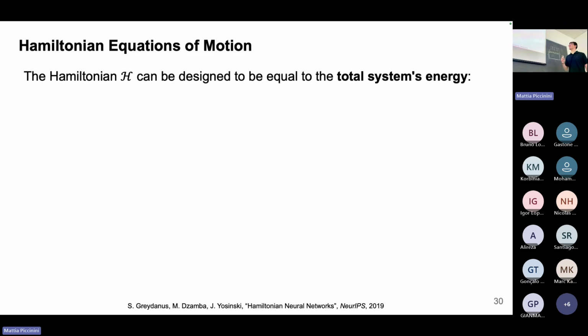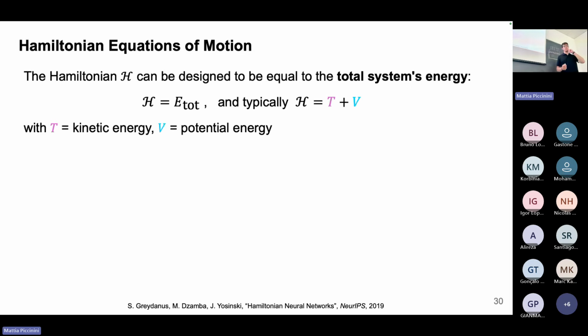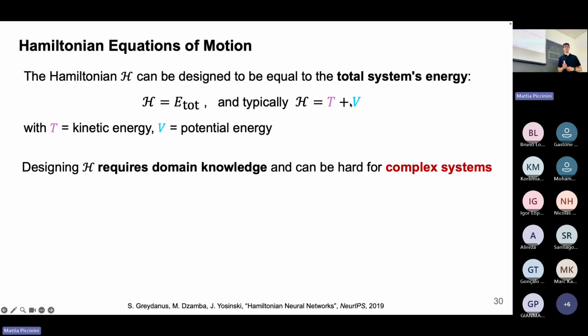Indeed, in many cases the Hamiltonian is designed to be equal to the total energy of the system, meaning the sum of the kinetic and potential energy. In the case of the Lagrangian, we had a minus sign here. In the case of the Hamiltonian, we have a plus sign. It's a design choice. In some cases, we can design it like that. And expressing the momenta is particularly tricky for some classes of systems. This requires domain knowledge and can be very tricky.